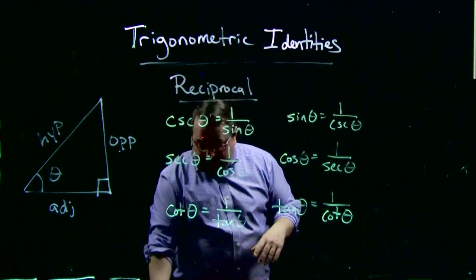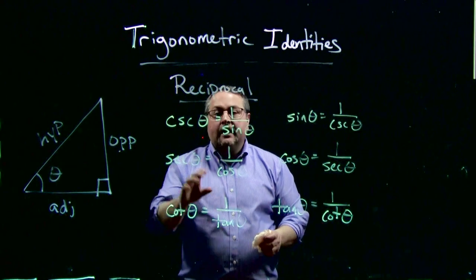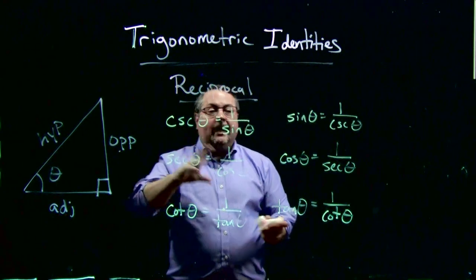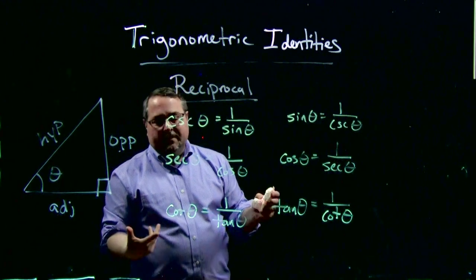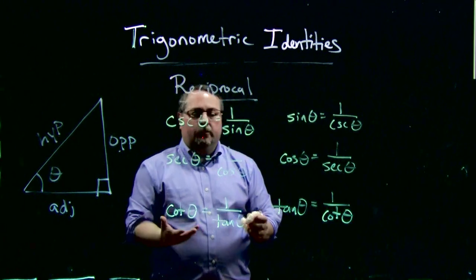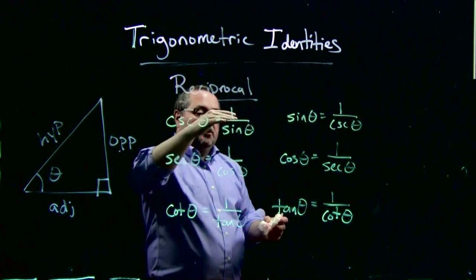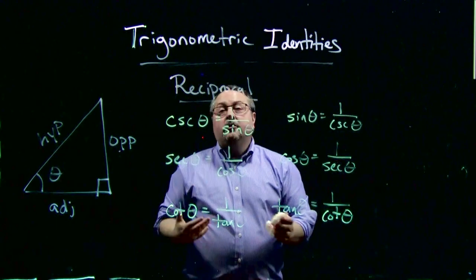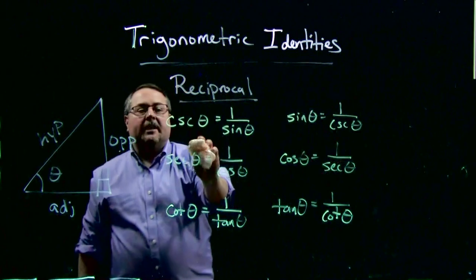The nice thing about the reciprocal and the quotient identities is that we can actually take any trig function we want and write it in terms of sine and cosine. That's going to be something powerful that we will exploit later on when we're trying to prove other trigonometric identities, because cosecant and secant can be written in terms of sine and cosine, and then using our quotient identities, cotangent and tangent can be written in terms of sine and cosine.